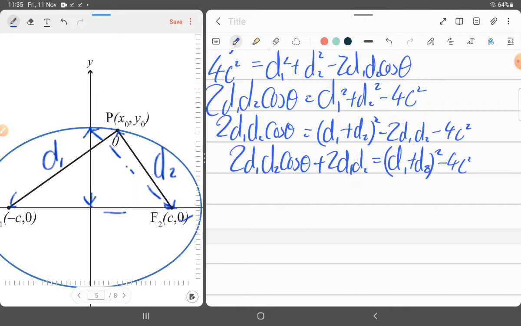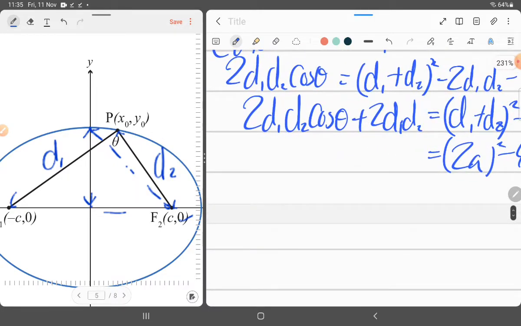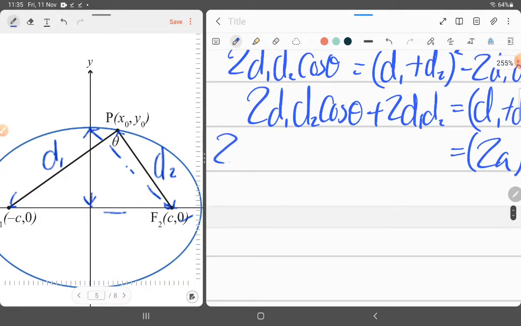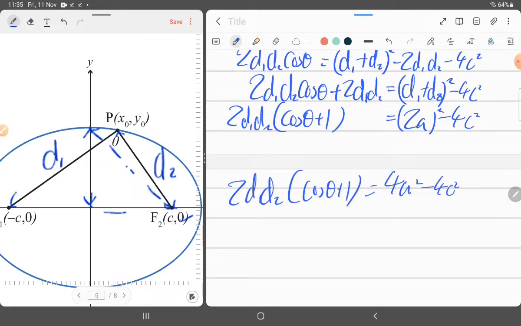Yeah, so 2a all squared minus 4c squared is equal to minus 4c squared, and 2 d1 d2 of cosine theta plus 1 is equal to 4a squared minus 4c squared, I think.